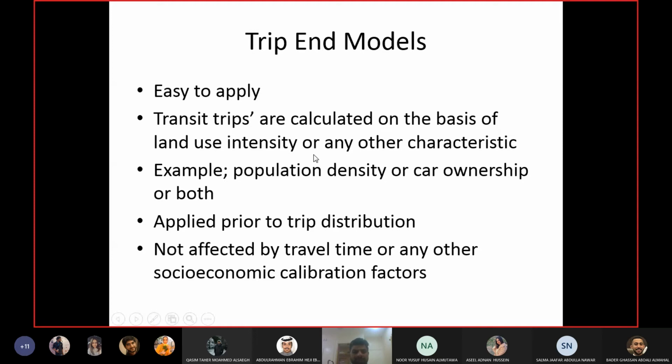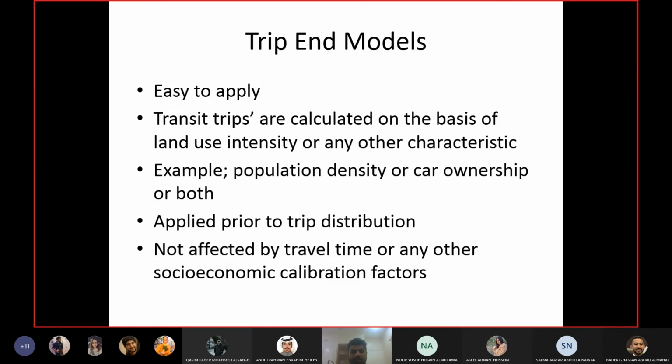The land use intensity. Land use intensity means the size of the land use, which I've already explained to you earlier. So for residential, it may be the number of houses. For a gas station, it may be the number of fueling booths you have, and so on and so forth.